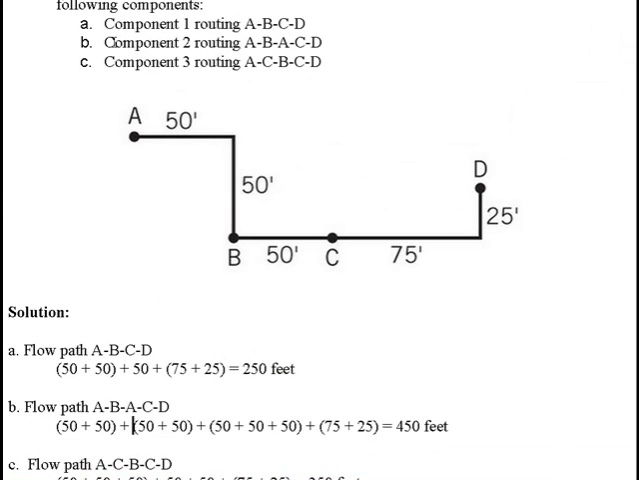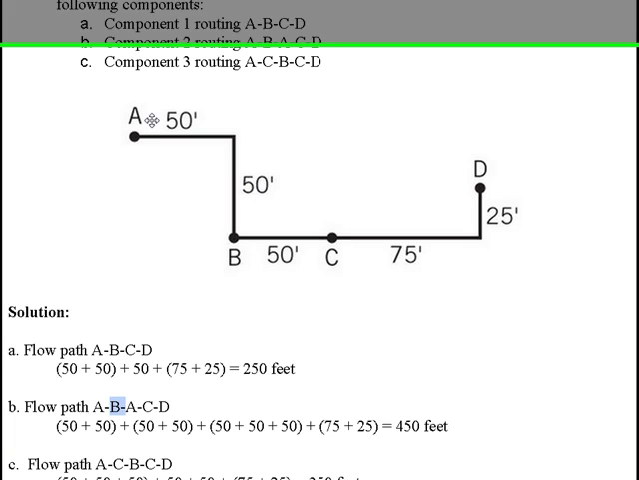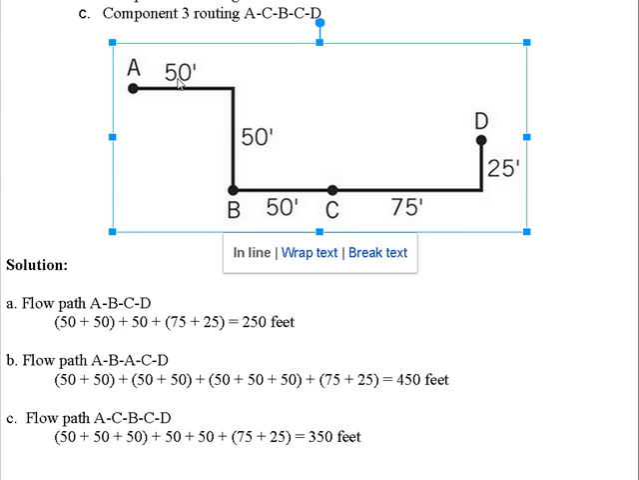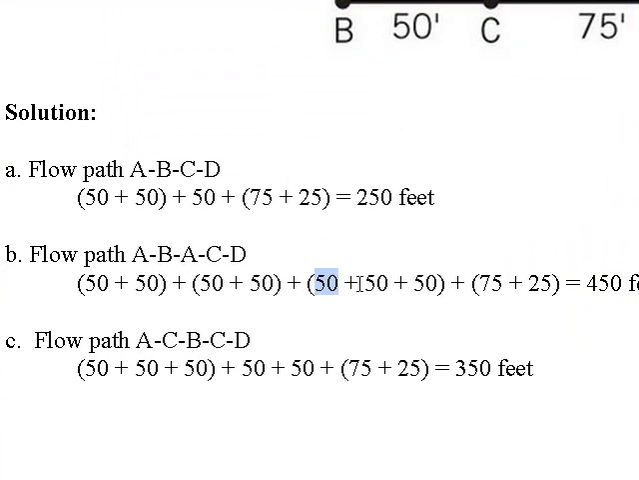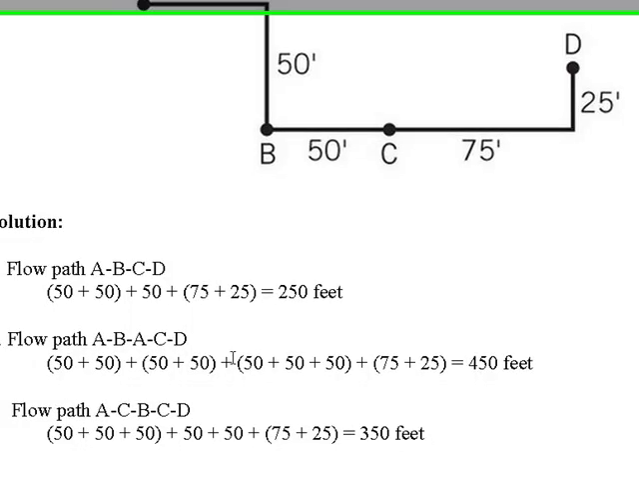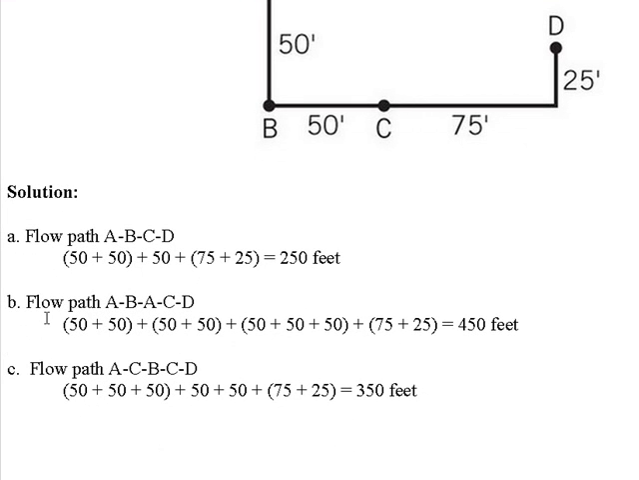Same calculations you can do for component 2 here, A, B, A, C, D. You see that the distance is 50 plus 50 from A to B. Then from B to A, again it's going back, so again 50 plus 50, so I put that here. Then when it is at A, next it goes to C, right? So then I can add that distance here. A to C means 50 plus 50 plus 50. That's what I wrote in this bracket here. And finally from C to D, if you go back to the figure, 75 plus 25. So if you add all of that, the second part has a longer flow path, or it has more distance to be traveled. It's 450 feet.